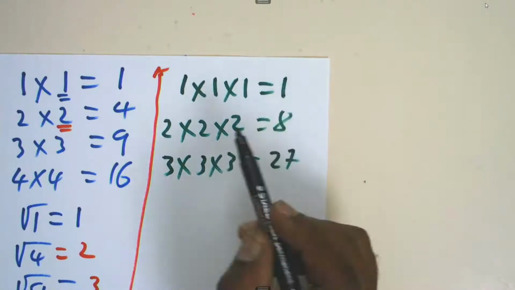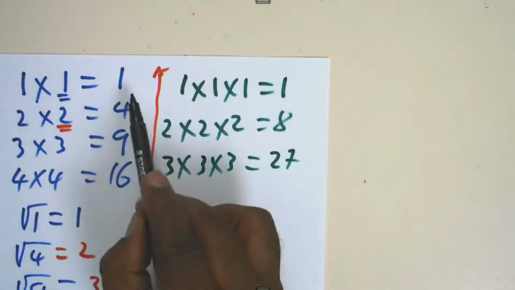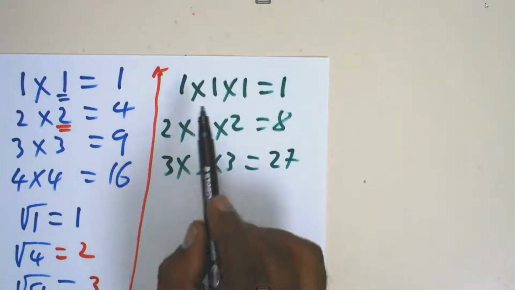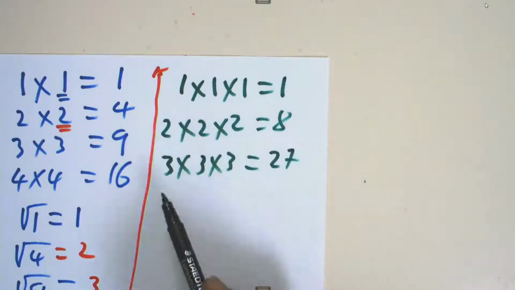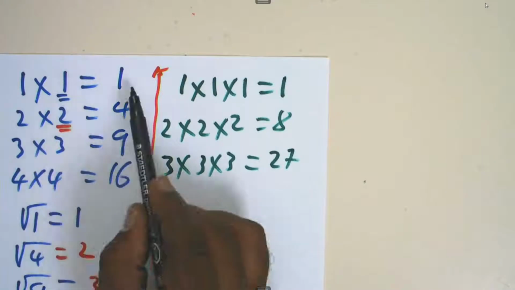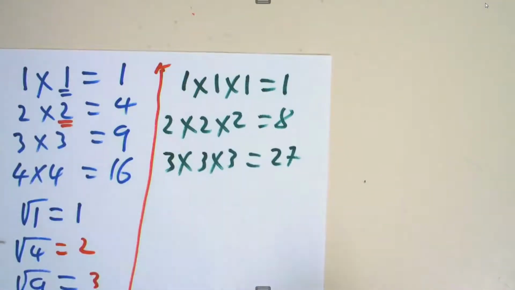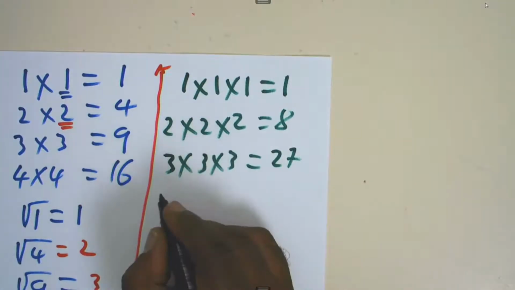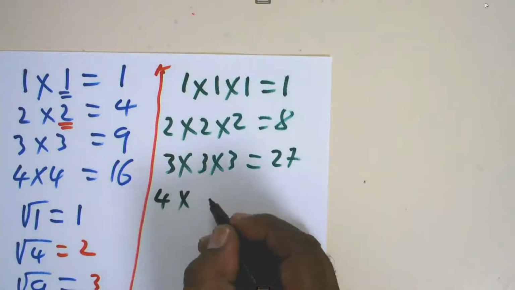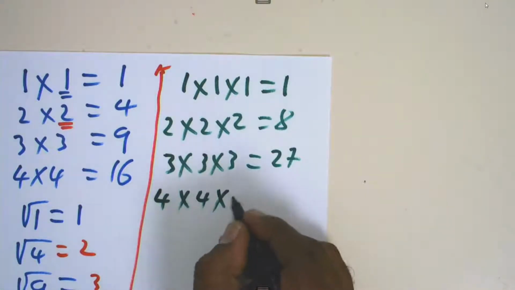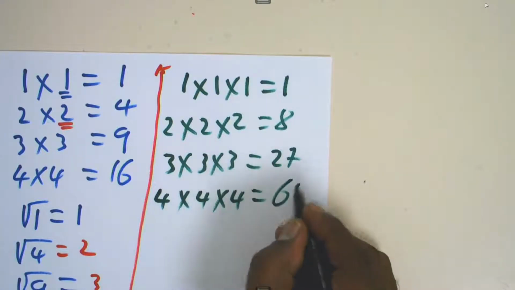Cube, square, cube. 1, 2, 3, cube. Square, 1, 2. 1, 2 square. So looks like our twins and our triplets. 4 by 4 by 4 gives you a cube number which is called 64.